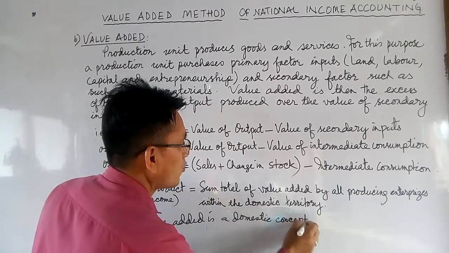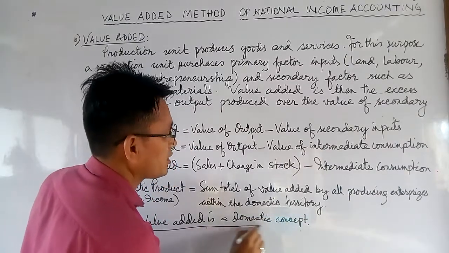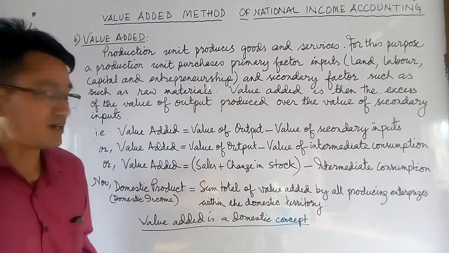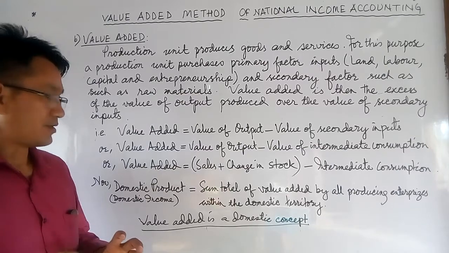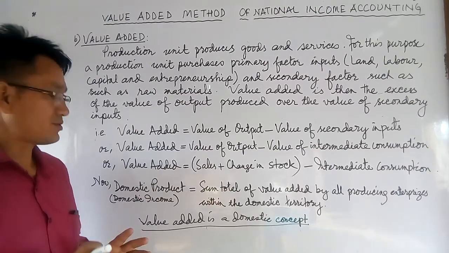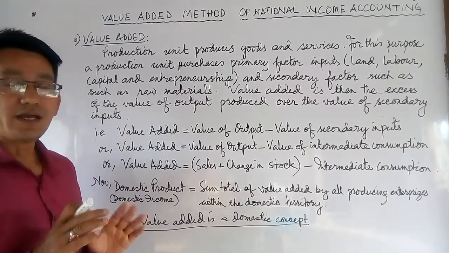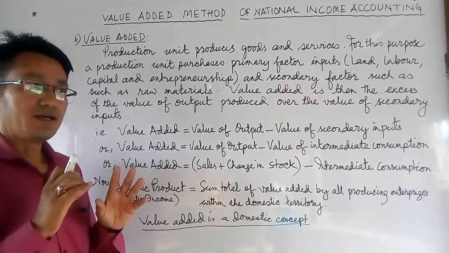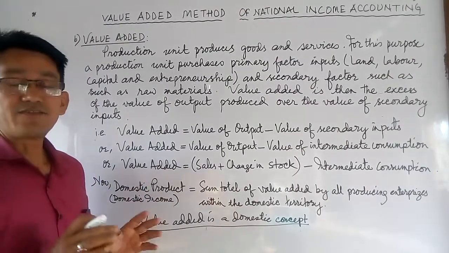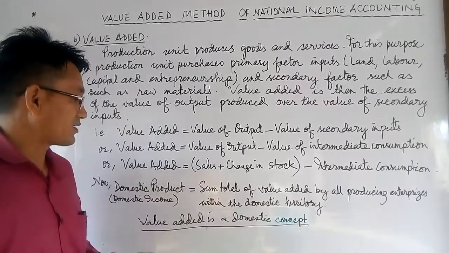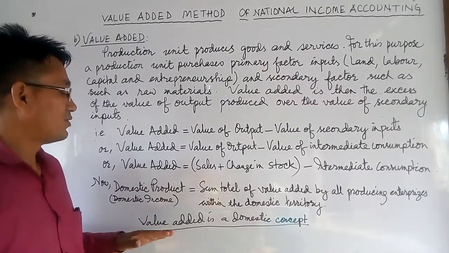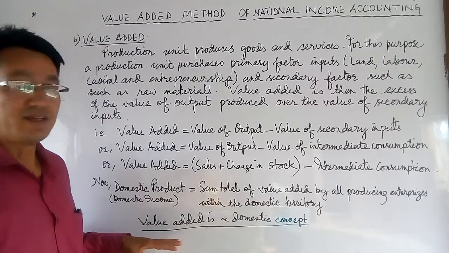So when we calculate the national income, we will always involve the NFIA, that is net factor income from abroad. That will be an adjusting factor in calculation of the national income by the value added method.